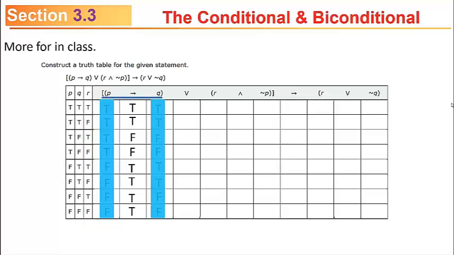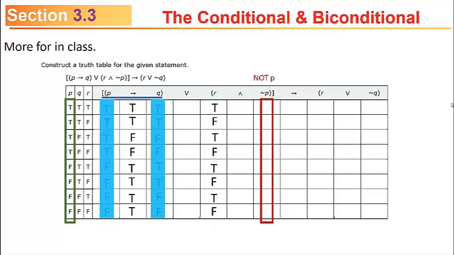Next, I'll notice that I have an R column over there that needs filling in. So I'll take those R values and put them in. And I notice I have a not P column. So I have a P column. So to do a not P column, I just change them all to the opposites. All the trues become falses and all the falses become trues.